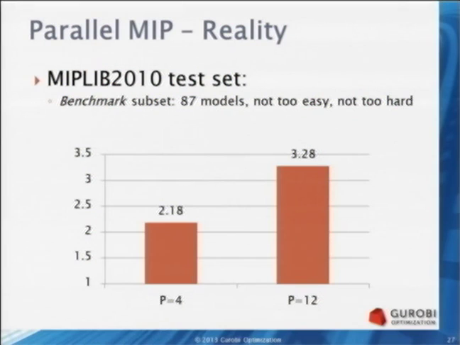If you look at the reality, here are results from an industry standard test set, MIPLIB 2010, a set of models collected to try to be representative of the models that people are actually solving. What you see is on 4 cores, average improvement is 2.2x. 12 cores, 3.3x. So some speedup from parallel, but nothing like what you'd expect given the embarrassingly parallel picture I showed on the previous slide.